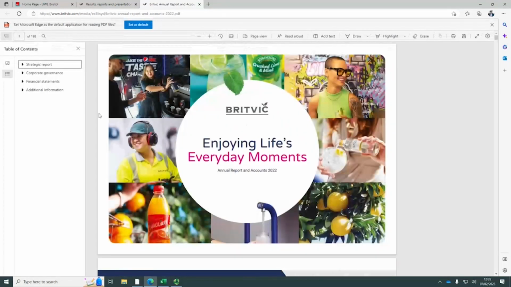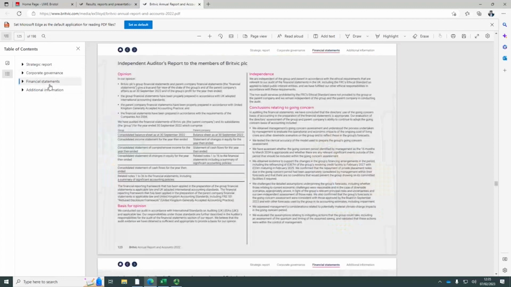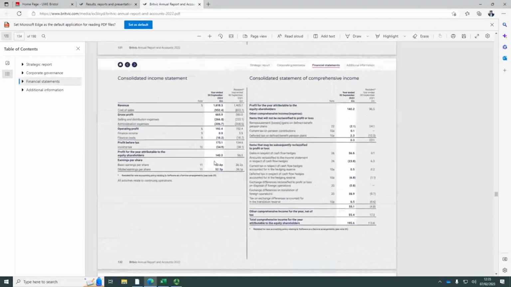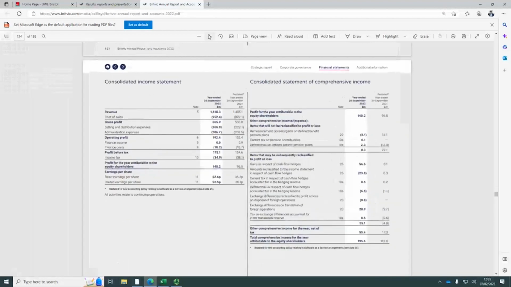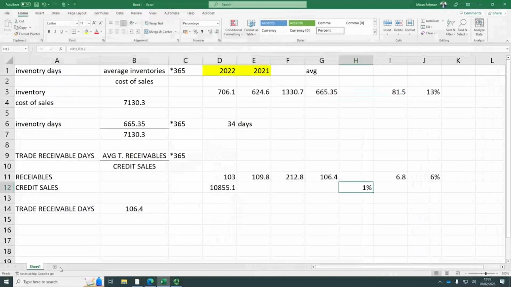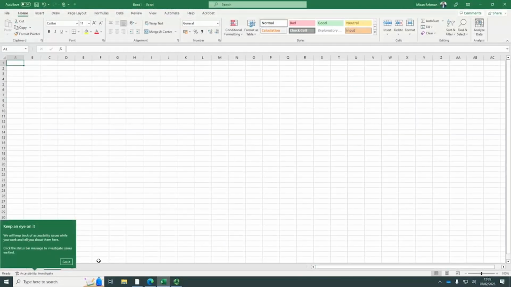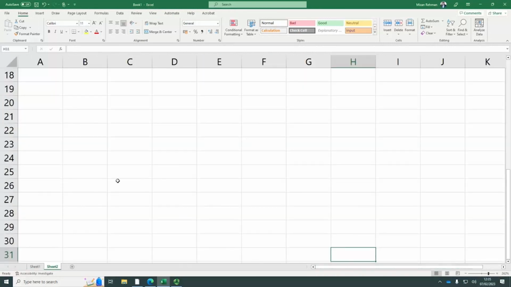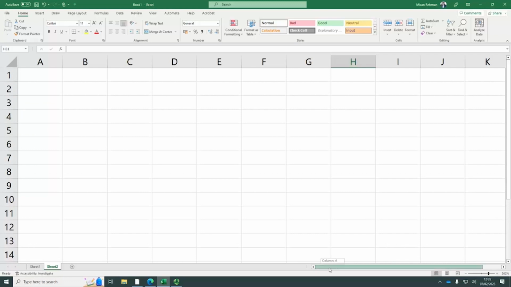Annual reports, financial statements. What we're looking for is a revenue figure, 1618.3 for 2022. So I make a note here, okay? I'm just explaining how significant receivables could be in a business which is selling on credit.